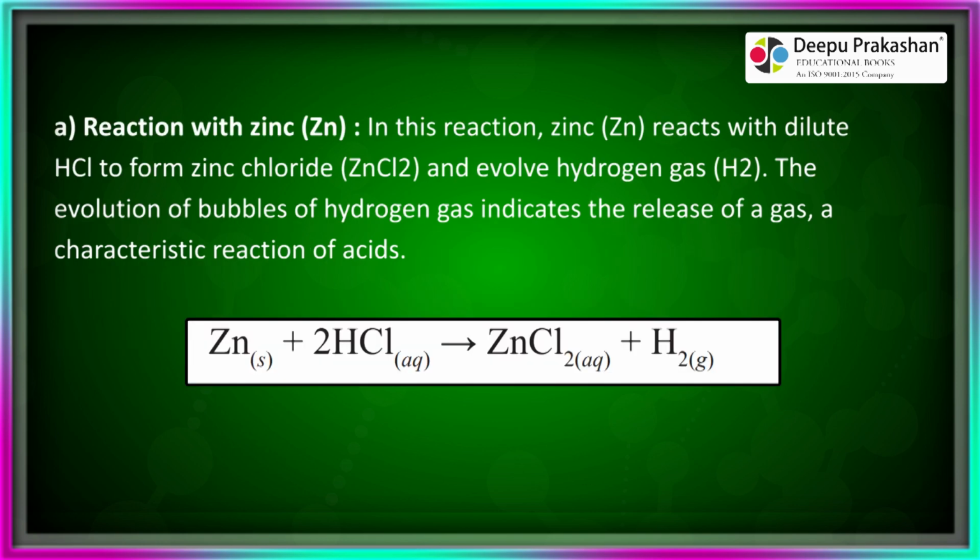A. Reaction with zinc, Zn. In this reaction, zinc, Zn, reacts with dilute HCl to form zinc chloride, ZnCl2, and evolve hydrogen gas, H2. The evolution of bubbles of hydrogen gas indicates the release of a gas, a characteristic reaction of acids.